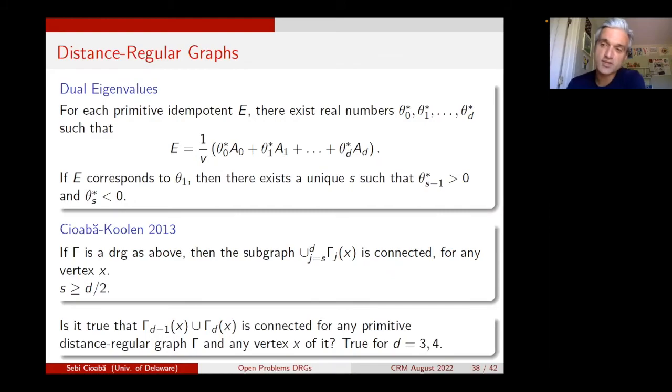And we checked all kinds of examples, and we saw that it's always the case that gamma d minus 1 union gamma d of x is connected for any primitive distance regular graph and any vertex x. And the box above it, with s greater or equal to d over 2, implies this result is true for d equals 3 and 4, but we couldn't do it in general.